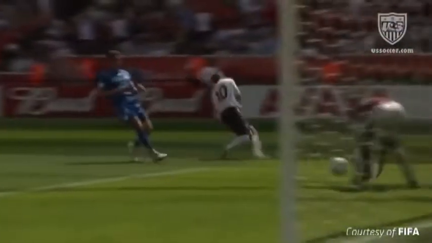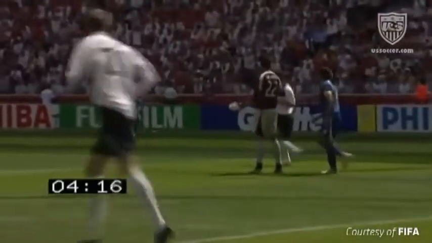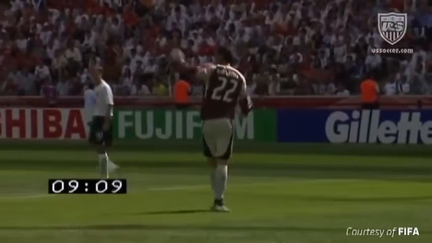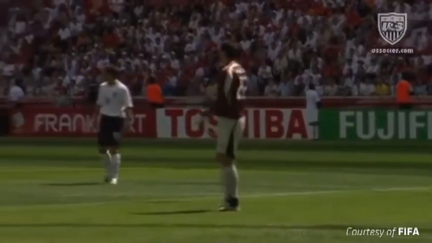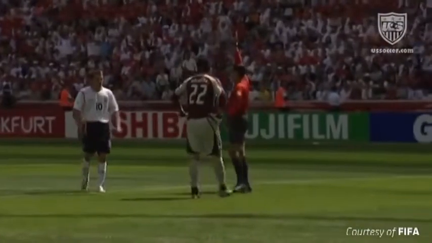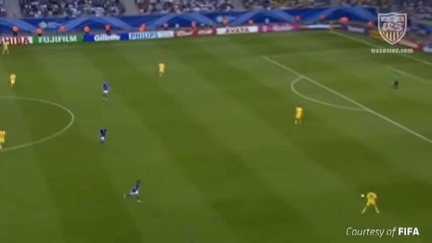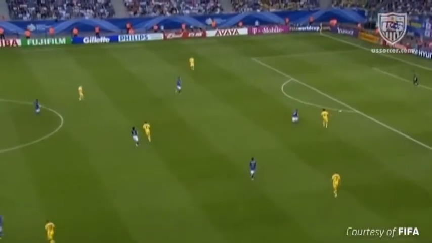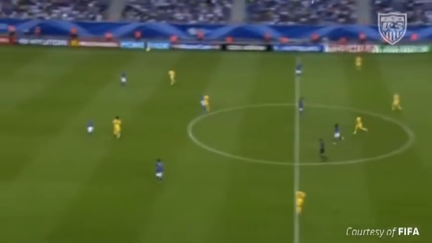An indirect free kick is awarded against the goalkeeper if he commits any of the following offences in his own penalty area: takes the ball in his hands for more than 6 seconds, touches the ball with his hands after it has been deliberately kicked to him by a teammate. In this example, there's no offence, as the goalkeeper did not handle the ball.